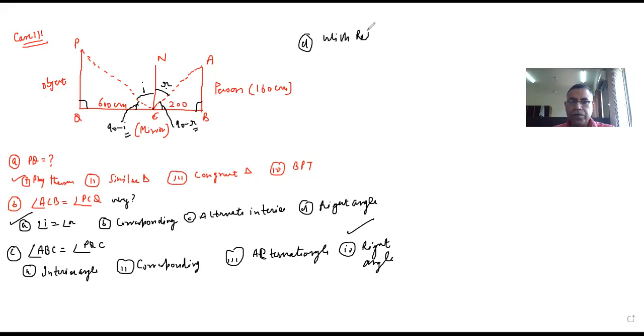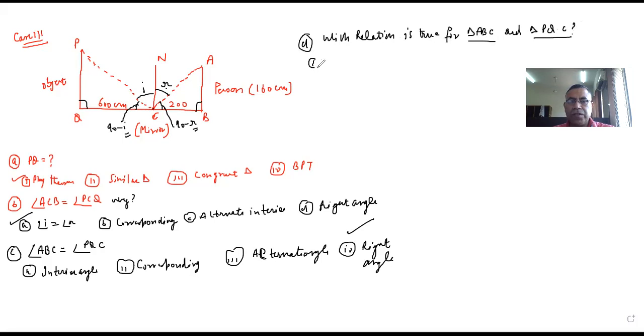Now, D part. Which relationship is true? Kunark Jetli, this question is for you. And after that, the turn will be of Pratham. Which relation is true for triangle ABC and triangle PQC?